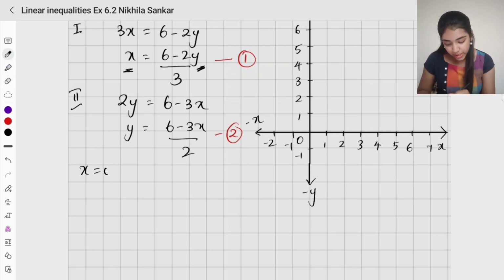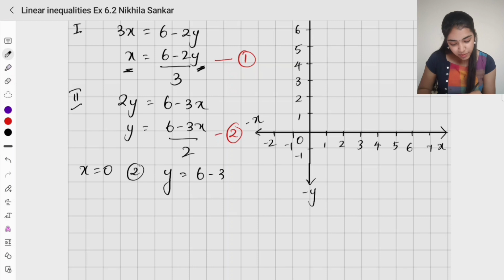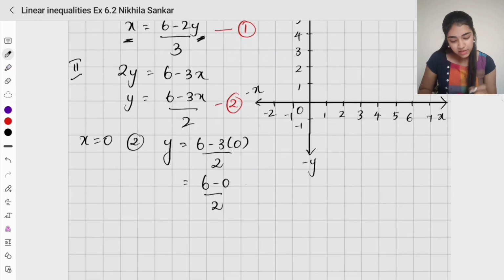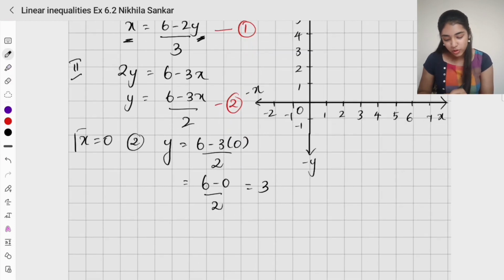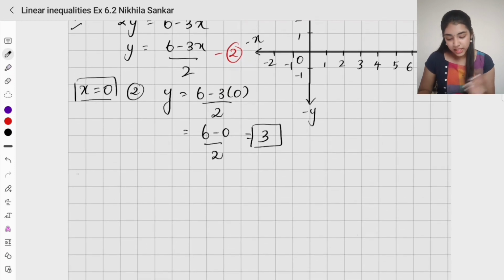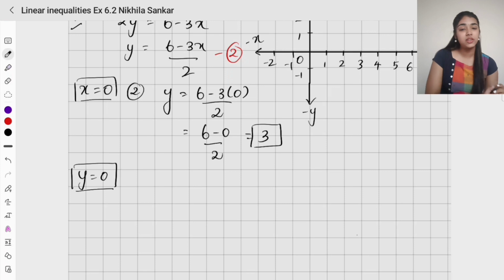இப்போ x ஓட value 0 அப்படின்னா I'm going to substitute this in equation 2. So I'll have y equals 6 minus 3 times 0 divided by 2. So this is going to give me 6 minus 0 divided by 2. 6 divided by 2 enna? 3. So if x oda value is 0, y oda value is going to be 3. Similarly, y oda value 0 va irundha enna agum? This is the most easiest way of finding your x and y to draw the graph. X க்கு 0 substitute பண்ணி y oda value என்னன்னு பார்க்கணும். Y க்கு 0 substitute பண்ணி x oda value என்னன்னு பார்க்கணும்.